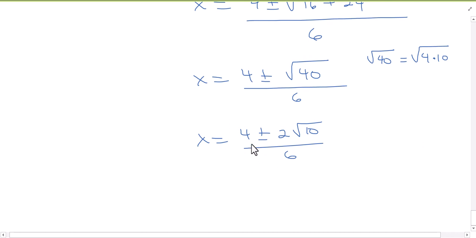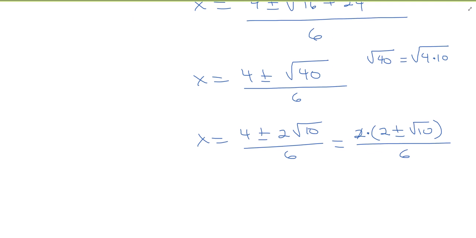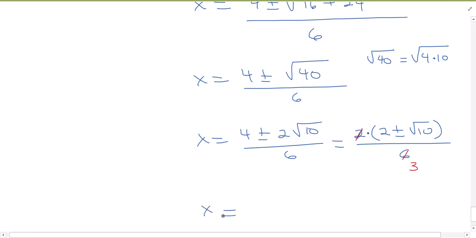And this is where, as we talked about in a prior video, you have to be careful how you reduce, right? Be careful not to say, oh, 4 and 6, I can reduce that. You have to be able to reduce from the entire thing. So what I'm going to do is I see that 6, 2, and 4 have a common factor of 2. So I'm going to factor the 2 from the numerator. So this will then give me 2 plus or minus just the square root of 10 over 6. Now, because I have multiplication, I can reduce the 2 and the 6. That becomes 3. So my final answer is x is 2 plus or minus the square root of 10 over 3.